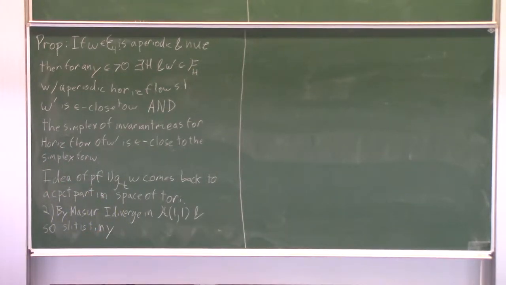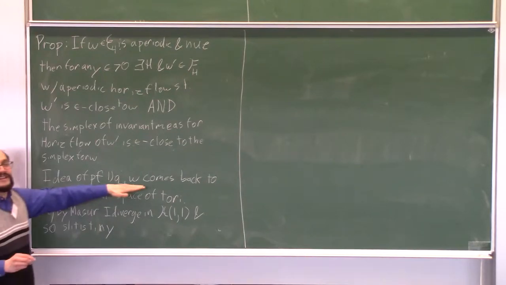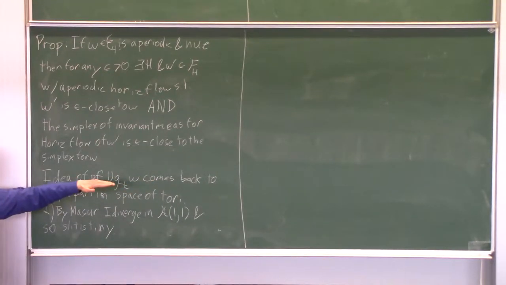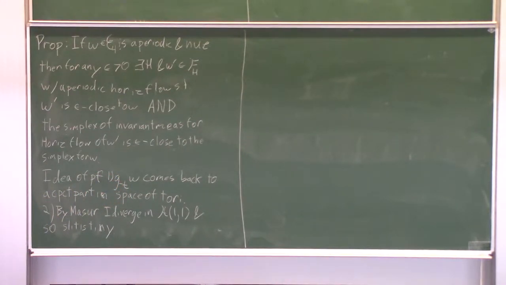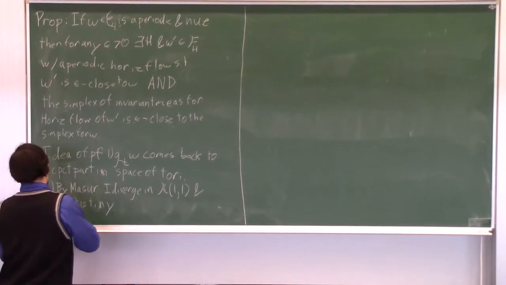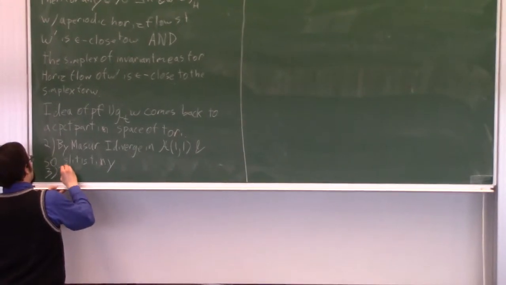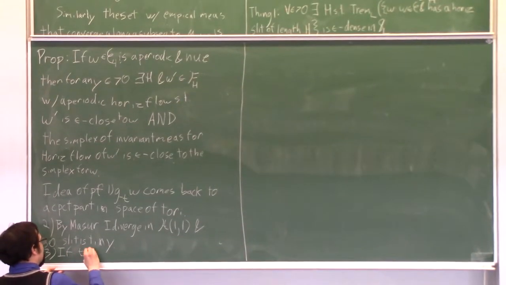So what's the idea? This tiny slit, I can do a small deformation and bring it to the horizontal. I can then pull myself back under the reverse of g to the minus t, or called g to the t, and I end up with a surface very, very close to the surface I started with. And my next claim is this: if I waited long enough to do this, then my measures are close. So three, if I waited long enough, t is big enough.